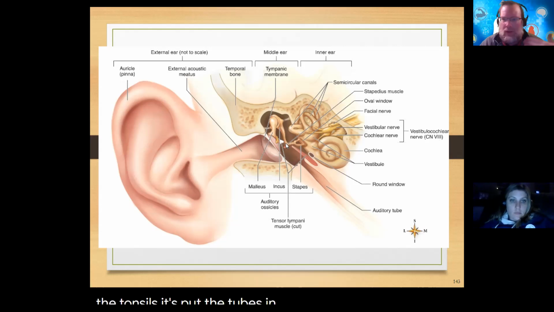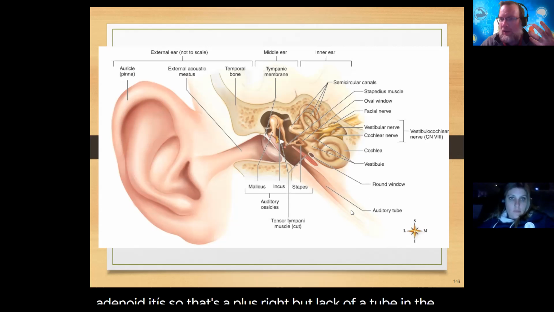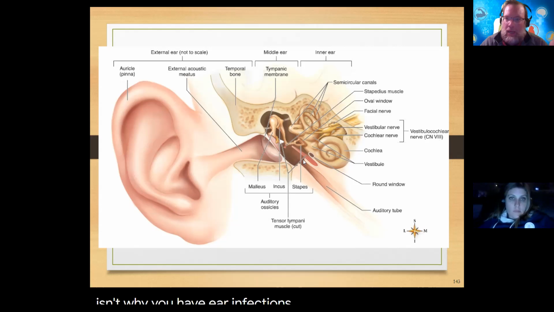They used to wait. They'd say, well, the kid will outgrow it. Try these things, try not doing this, try doing something different. They'll outgrow it. And others will jump right in and say, nope, if you remove the tonsils and remove the adenoids, they can't get tonsillitis or adenoiditis. So that's a plus, right? But lack of a tube in the ear isn't why you have ear infections. Lack of removing the tonsils isn't why you have tonsillitis. So there are other factors in play than just removal and treating symptoms.